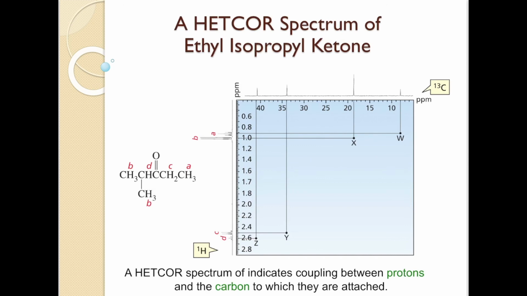There is also one more type of two-dimensional NMR spectroscopy, which we call HETCOR. HETCOR means Heteronuclear Correlation Spectroscopy, which has two different NMR spectra. On the y-axis, you will have an H NMR spectrum, and on the x-axis, you will have a C13 NMR spectrum. And the HETCOR spectrum is going to give an indication of the coupling between protons and the carbon to which they are attached.